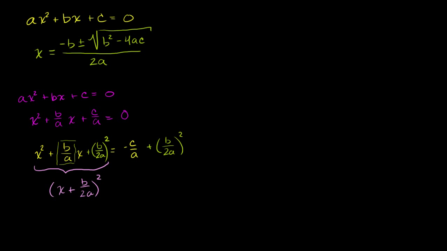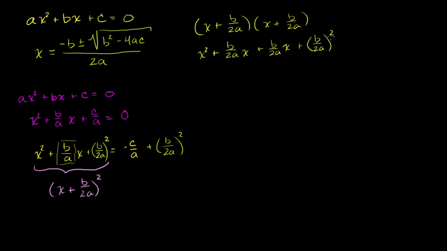And if you don't believe me, I'm going to multiply it out. That x plus b over 2a squared is x plus b over 2a times x plus b over 2a. X times x is x squared. X times b over 2a is plus b over 2a x. And you have b over 2a times x, which is another b over 2a x. And then you have b over 2a times b over 2a. That is plus b over 2a squared.